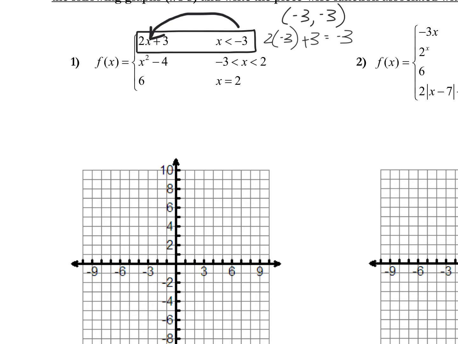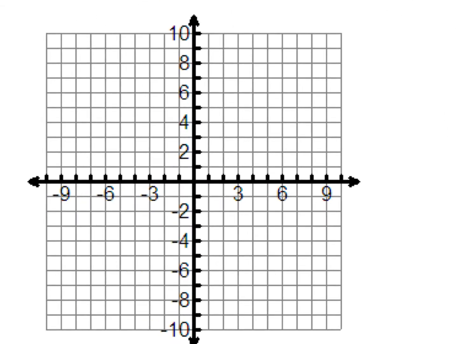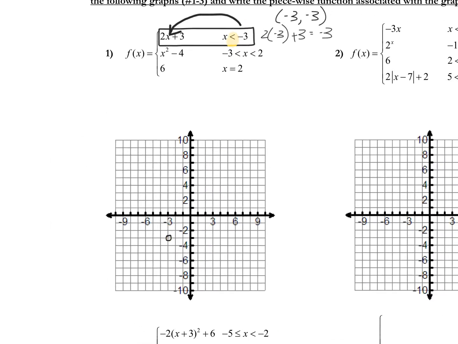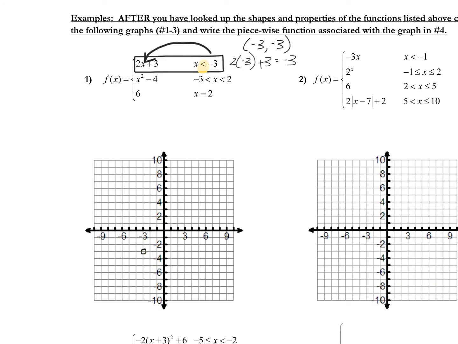And it's going to be an open circle. Do you guys remember open circle, closed circle? Because this is not a less than or equal to symbol, that means that it is an open circle on -3, -3. So that's going to be my first dot that I'm going to place, -3, -3, open circle. And I want all x values less than that.